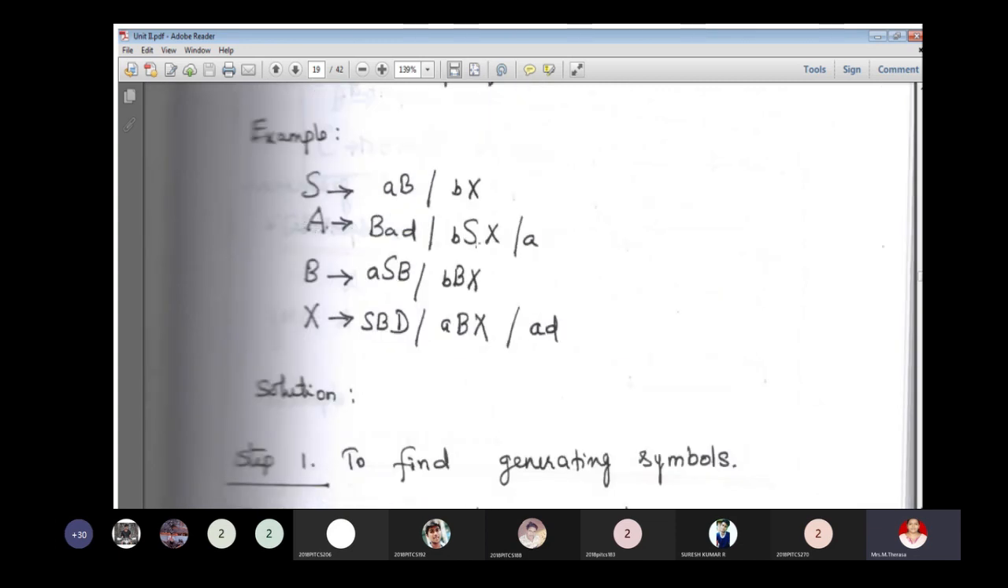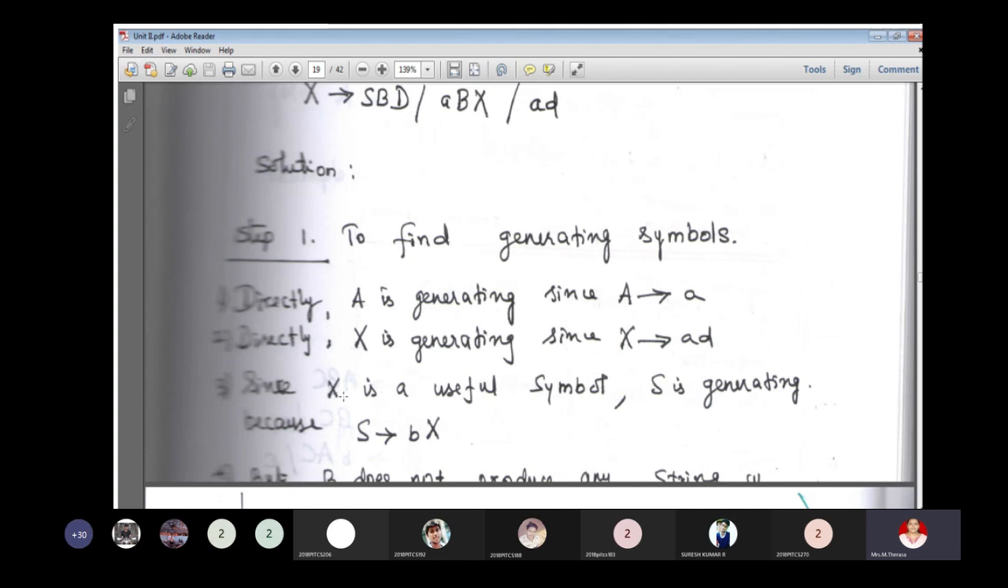Look here, A tends to small a. So when you say a symbol is a generating symbol, it is only when it can produce a terminal string. So A derives small a. And X is also generating. X tends to AD, so X is also generating.